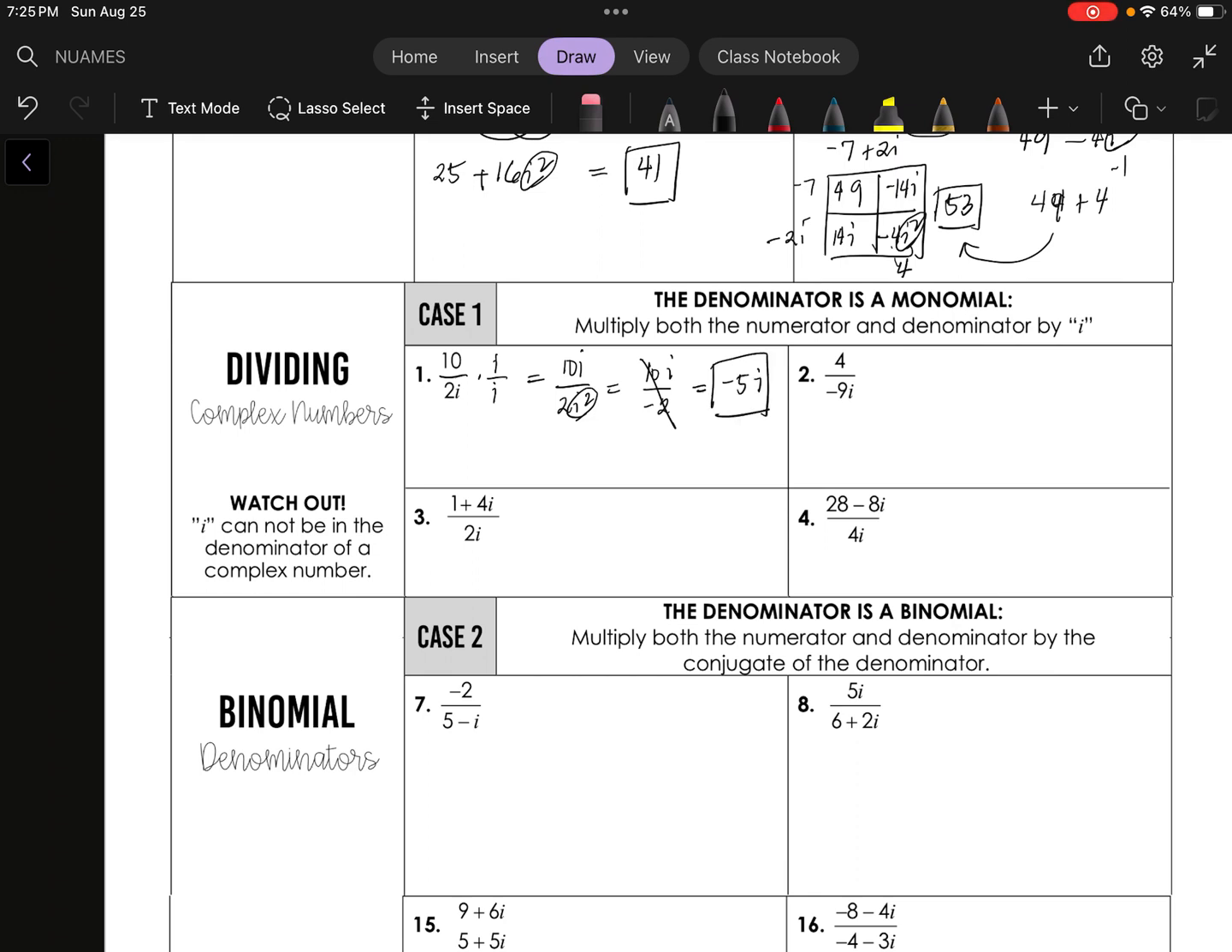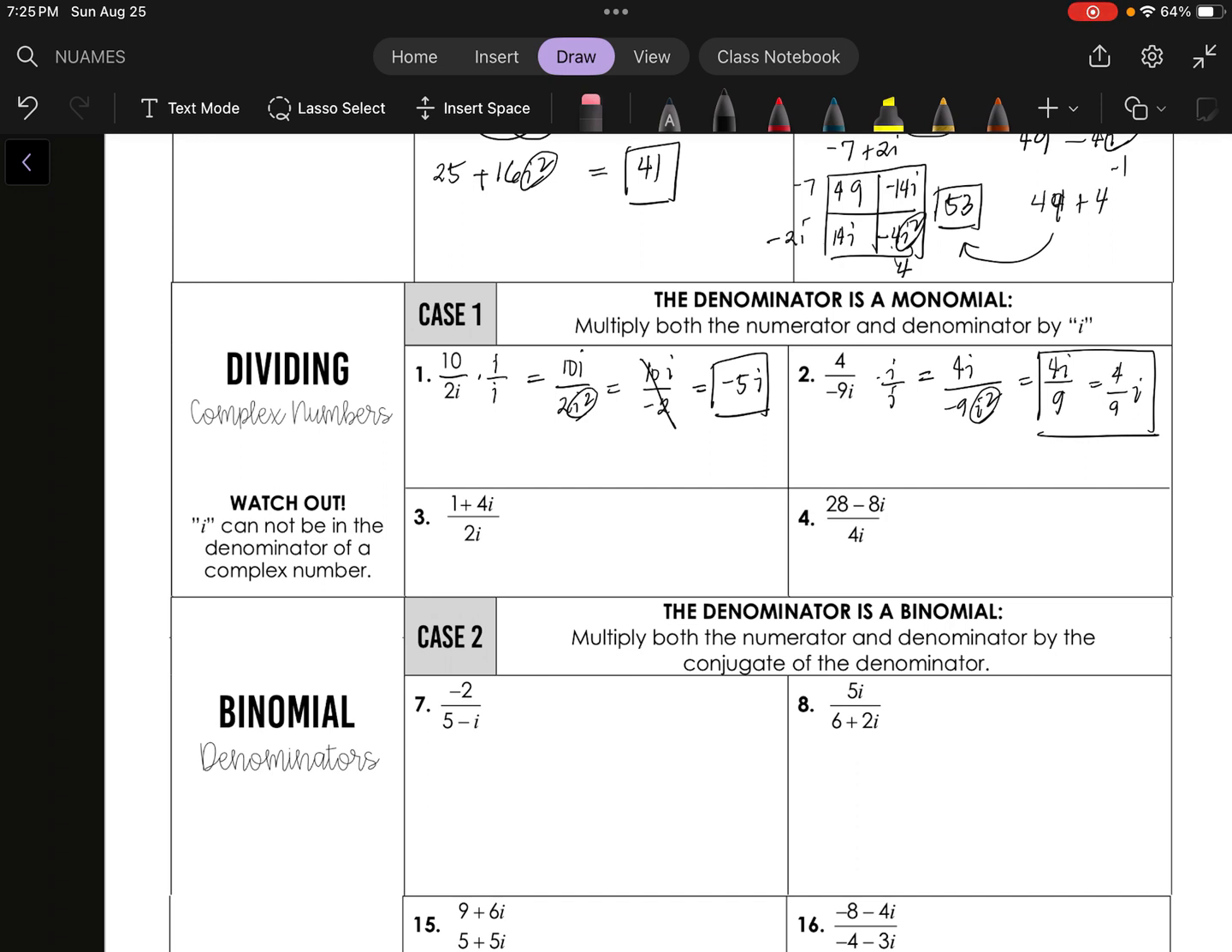Okay, let's do the same thing with number 2. We just multiply i over i. Numerator is just 4i. Denominator will give you negative 9 times i squared. And i squared is just negative 1, so the denominator will give you a positive 9. 4i over 9. For some, they could rewrite it as a real number first, and then added by the imaginary. Either way, I will accept both for the final answer.